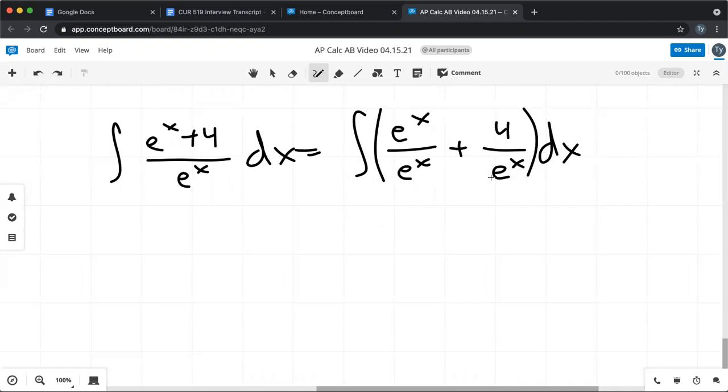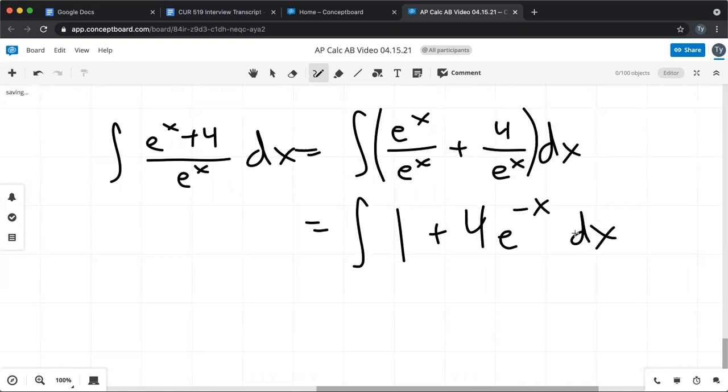Okay. All right, what happens here? Well, something pretty nice, right? e to the x divided by e to the x is 1, plus 4 divided by e to the x. All right, we can't do much with that. Maybe we could put this in the numerator. We can do that by negating the exponent.